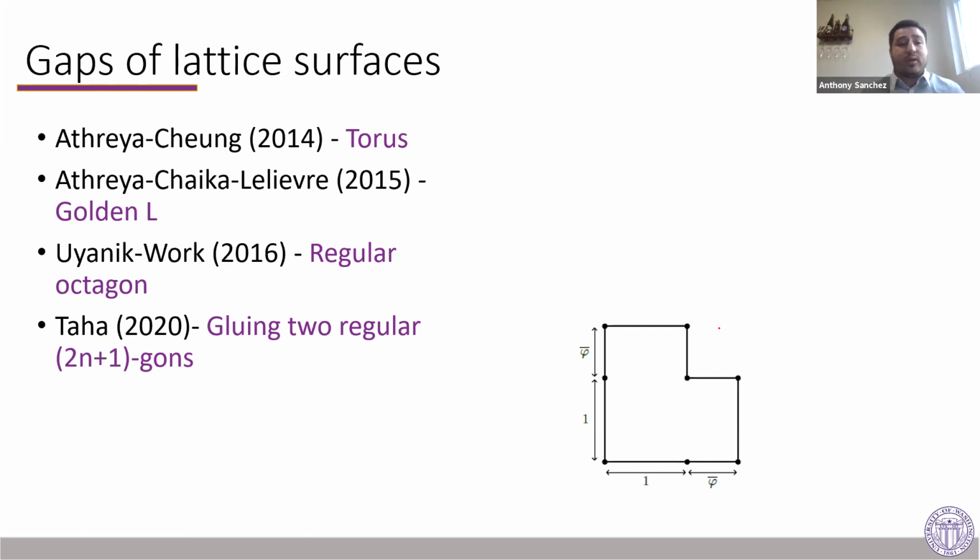It's really interesting that they're able to recover this work in this context. And it's led to a lot of other work, including gaps of other lattice surfaces, like Athreya-Chaika-Lelièvre, where they studied the golden L. By the golden L, I mean this surface here, where phi is the golden ratio and phi bar is 1 over the golden ratio. Shortly thereafter, Ionic's work looked at the gaps in the context of the regular octagon. And then very recently, Taha looked at gaps of gluing 2 regular 2n+1 gons. So this is what we know about gaps of lattice surfaces.